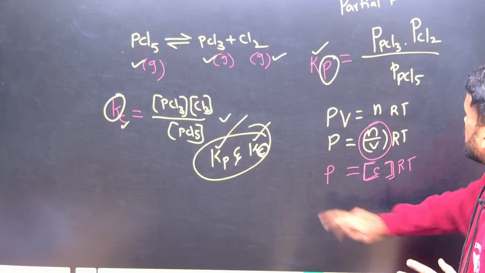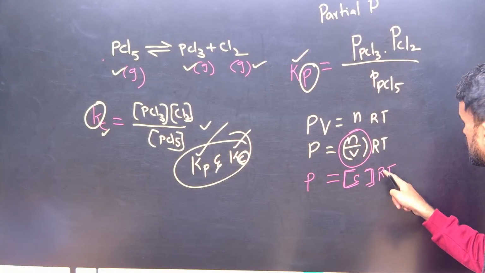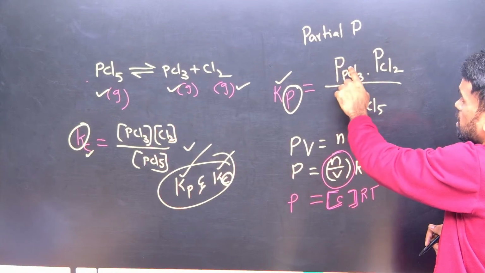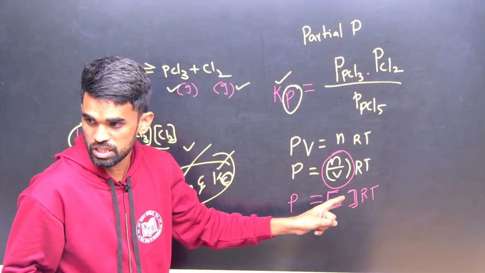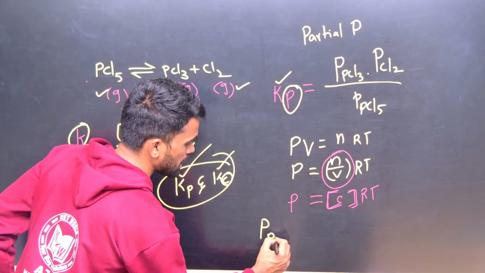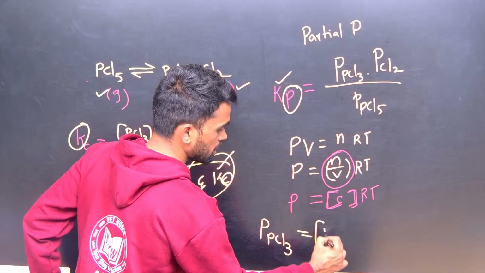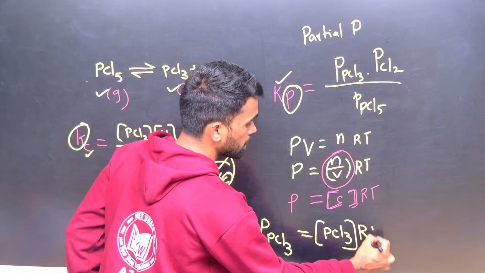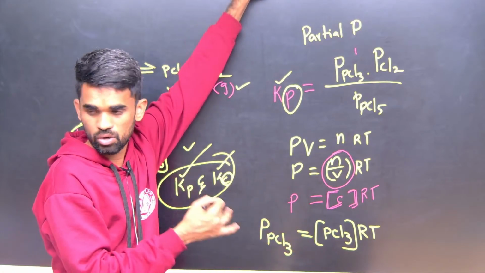So now wherever I have partial pressure, I can replace it with its concentration multiplied with RT. Here I have partial pressure of PCl3. Instead of writing P, I can write a square bracket, that is nothing but concentration of PCl3 multiplied with RT. What is its power? 1, so here also 1. No need of writing that.